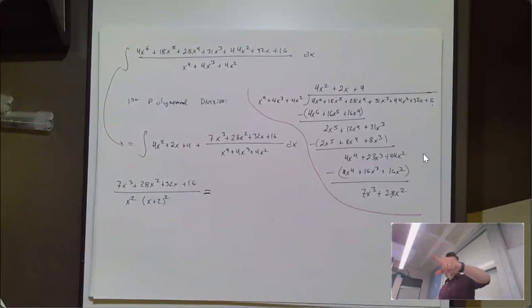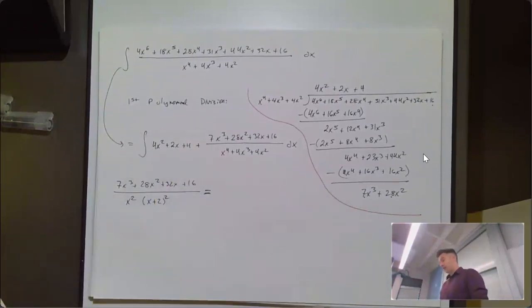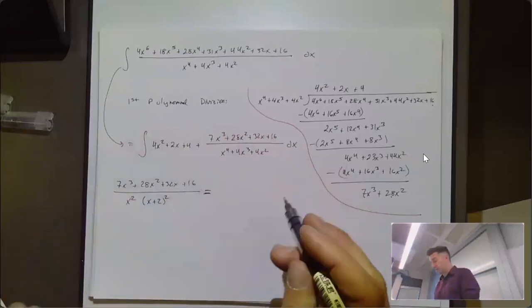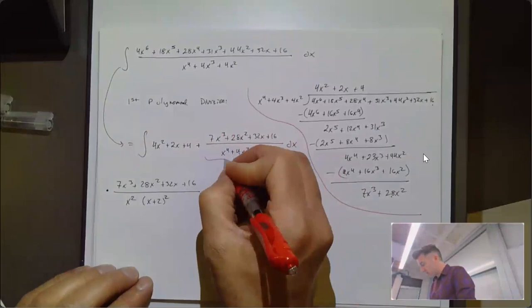I have a question. Where did 4x squared plus 2x plus 4 go? It's still there. Notice that I didn't write the integral here. I'm just dealing with this piece here.